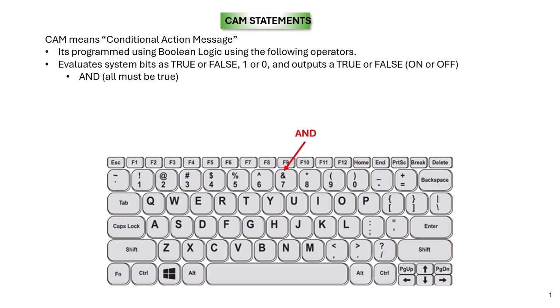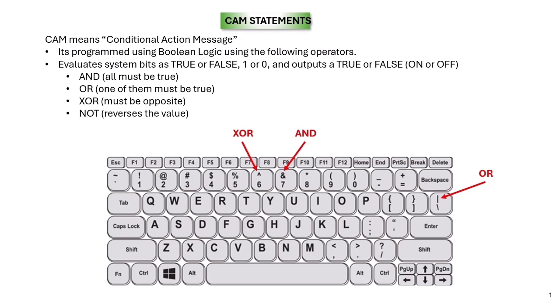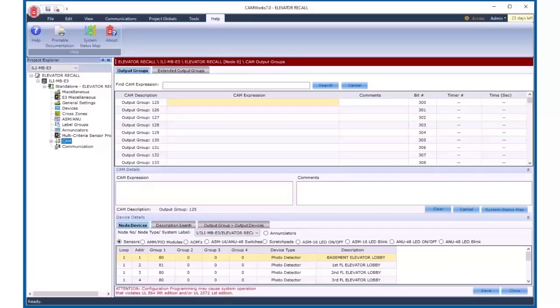On your keyboard, you can use the ampersand symbol shown there as a shortcut instead of typing the word AND. For OR, one of the inputs must be true, and there's the shortcut for an OR statement when programming. On XOR, the inputs must be opposite, and there's the XOR shortcut. And the NOT just reverses the value of the input, and there's the shortcut shown there.